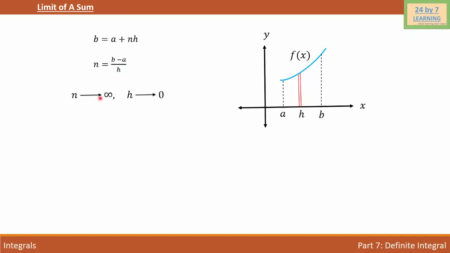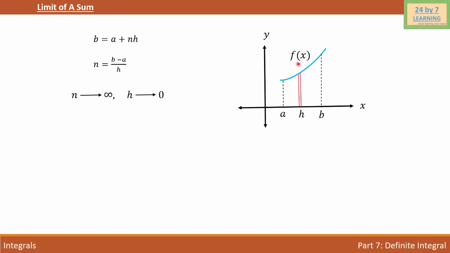If we take n tends to infinity, then h will be 0, because n is equal to infinity, and the only way we can get infinity is if we plug the value of h as 0, because something over 0 is infinity. So let's consider the limit.